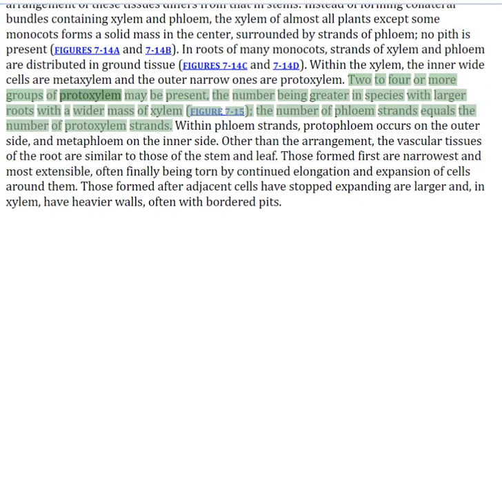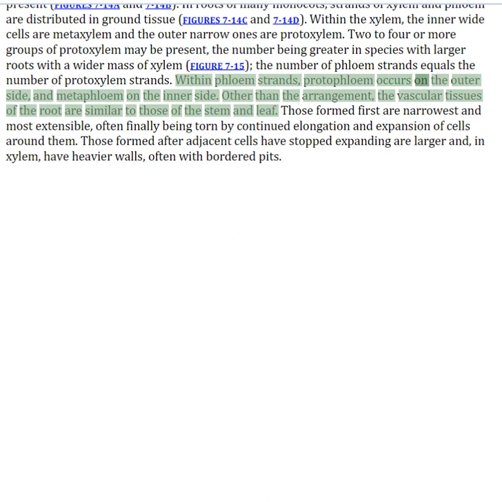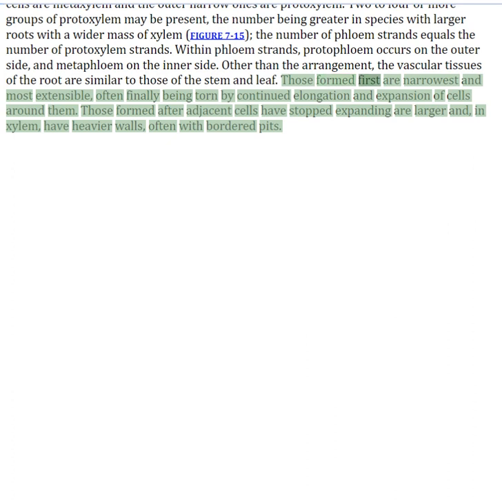Two to four or more groups of protoxylem may be present, the number being greater in species with larger roots with a wider mass of xylem. The number of phloem strands equals the number of protoxylem strands. Within phloem strands, protophloem occurs on the outer side, and metaphloem on the inner side. Other than the arrangement, the vascular tissues of the root are similar to those of the stem and leaf. Those formed first are narrowest and most extensible, often finally being torn by continued elongation and expansion of cells around them. Those formed after adjacent cells have stopped expanding are larger and, in xylem, have heavier walls, often with bordered pits.